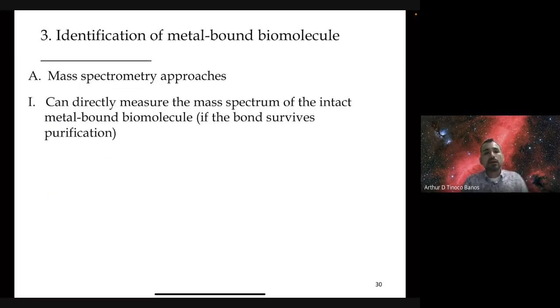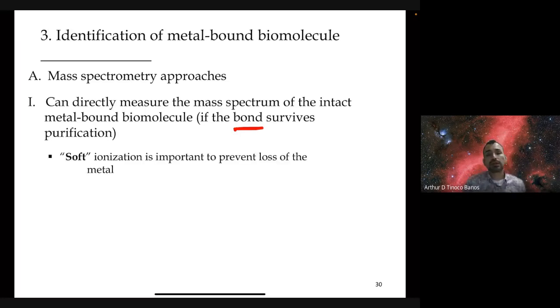Okay. All right. So now, if you want to identify metal-bound biomolecules, what approaches are available? Well, there is mass spectrometry. So we're going back to mass spectrometry. It can directly measure the mass spectrum of the intact metal-bound biomolecule, that is, if the binding of the metal survives the purification process.